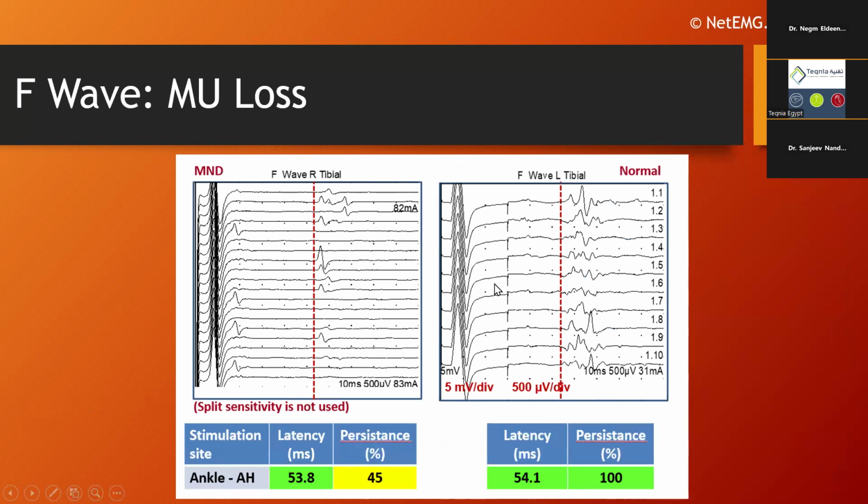And if you have lost a lot of motor units, you will have reduced number of F waves. So this is a typical F wave study on the right, where you get an F wave on almost every stimulus. And on the left-hand side, the F waves are gone. You can also see that the amplitude over here is much less. I'm at 500 microvolts per division. Over here, my CMAP is shown using 5 millivolts per division setting.